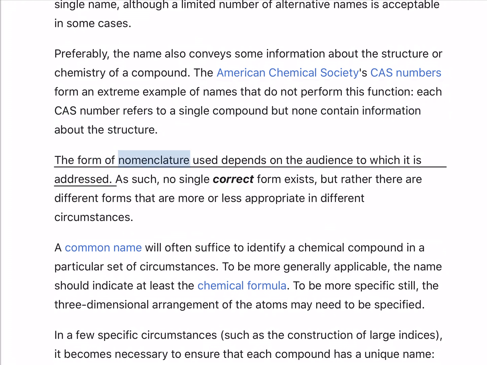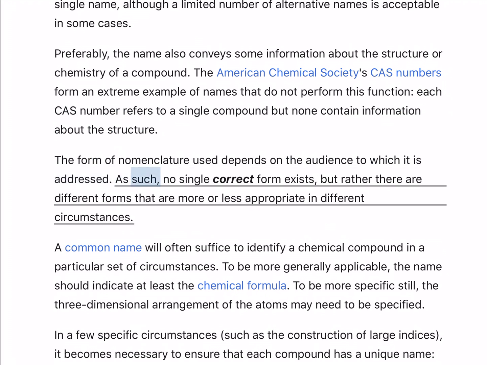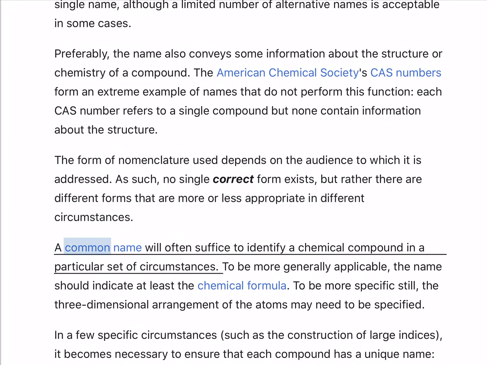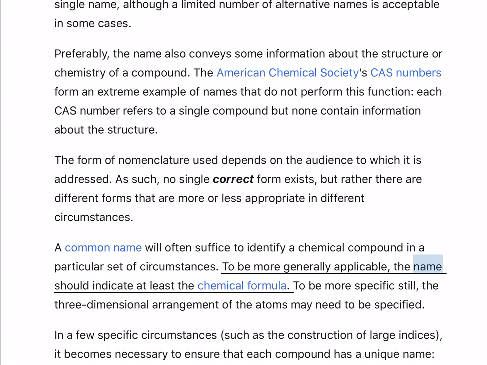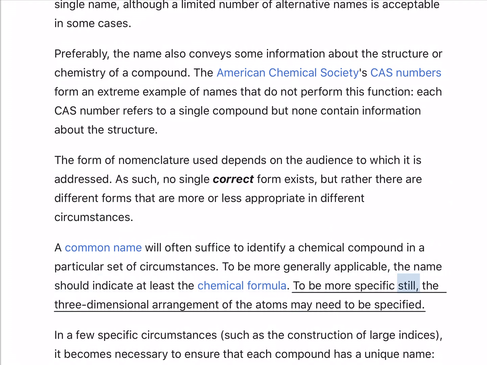The form of nomenclature used depends on the audience to which it is addressed. As such, no single correct form exists, but rather there are different forms that are more or less appropriate in different circumstances. A common name will often suffice to identify a chemical compound in a particular set of circumstances. To be more generally applicable, the name should indicate at least the chemical formula. To be more specific still, the three-dimensional arrangement of the atoms may need to be specified.